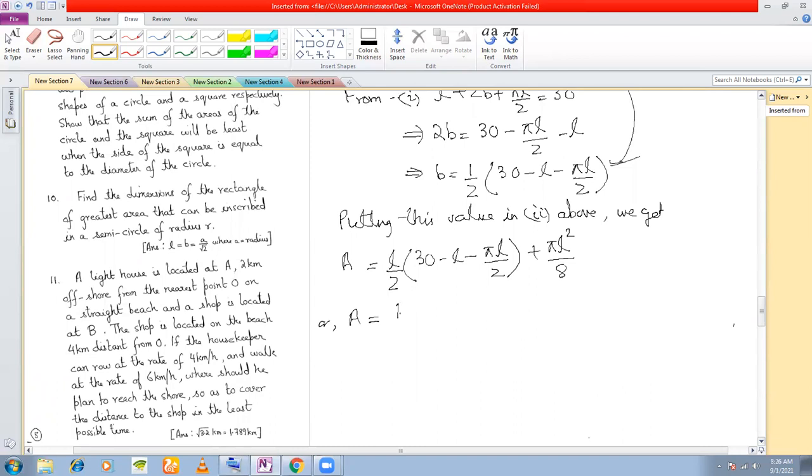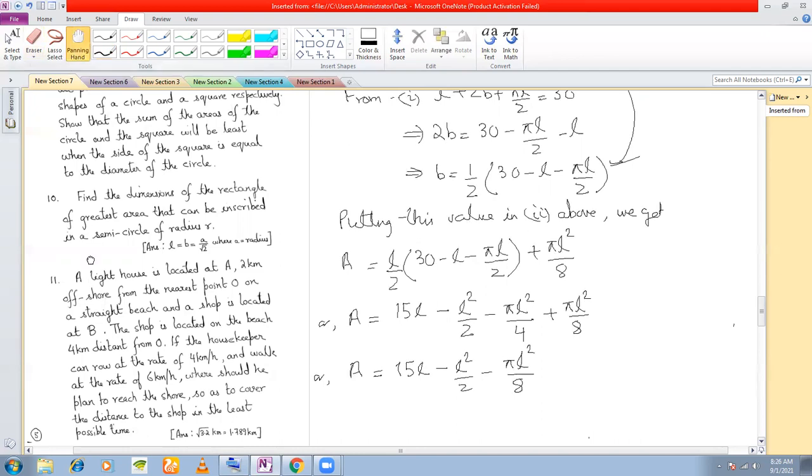You multiply everything with L by 2, you get 15L minus L square by 2 minus pi L square by 4 plus pi L square by 8. That means A is equal to 15L minus L square by 2. And if you take the LCM between pi L square by 4 and pi L square by 8, you will get minus pi L square by 8. Okay, now it is ready to differentiate.